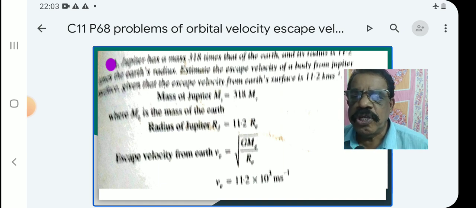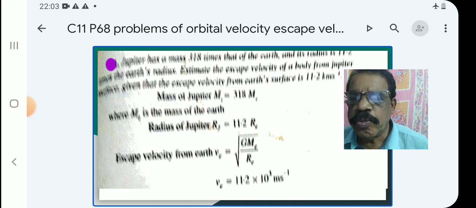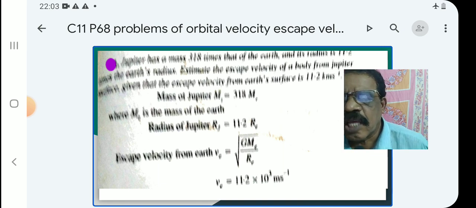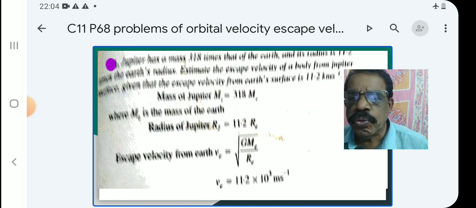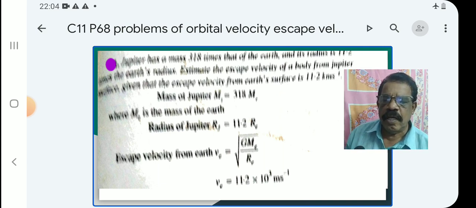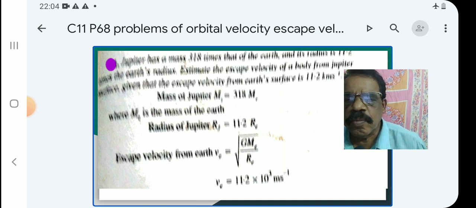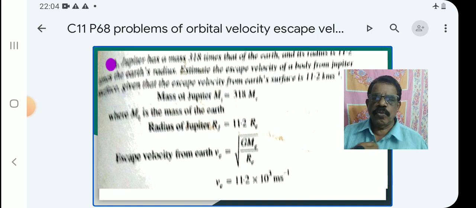Mass of Jupiter MJ is 318 times mass of Earth, where ME is the mass of Earth and MJ is the mass of Jupiter. Radius of Jupiter RJ is 11.2 RE, where RE is the radius of Earth. Escape velocity from Earth VE is root of 2G ME by RE, and that we know is equal to 11.2 into 10 raised to 3 meter second raised to minus 1. The kilometer per second we convert into meter per second.